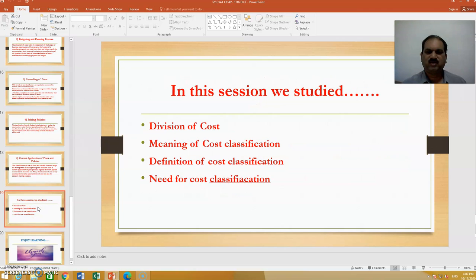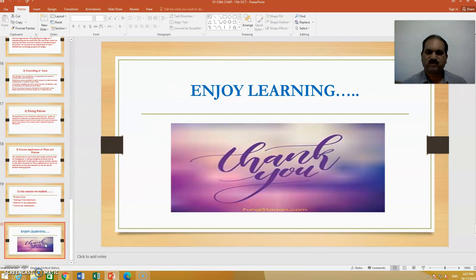In today's session, we have learned the division of cost, the meaning and definition of cost classification, and the 5 needs for cost classification. In the next section, we shall continue the topic of cost and works accounting.